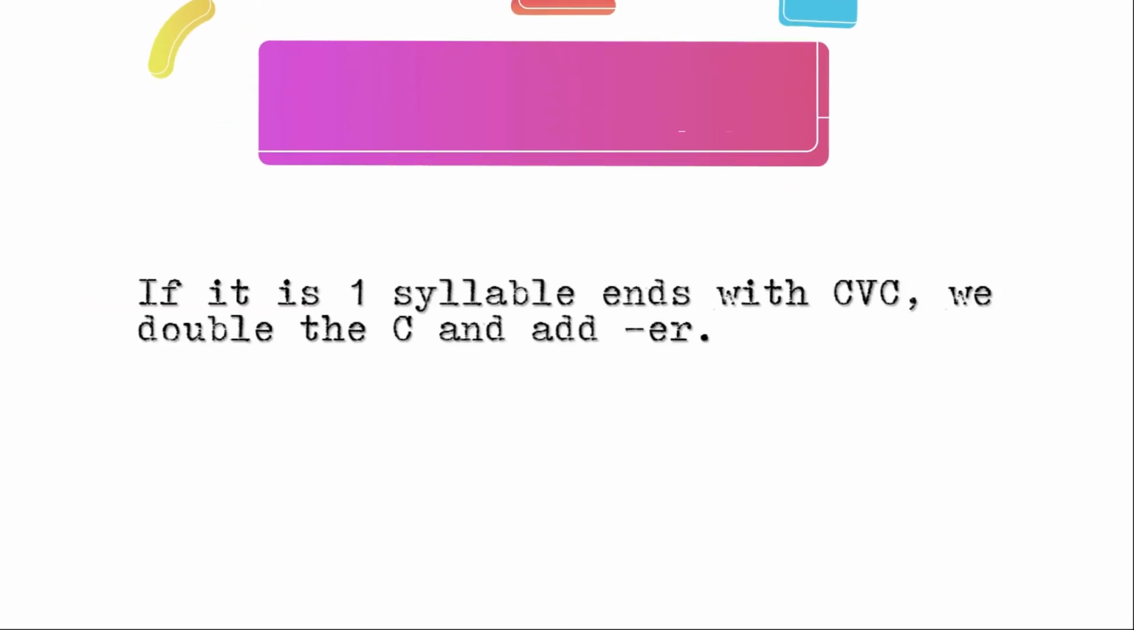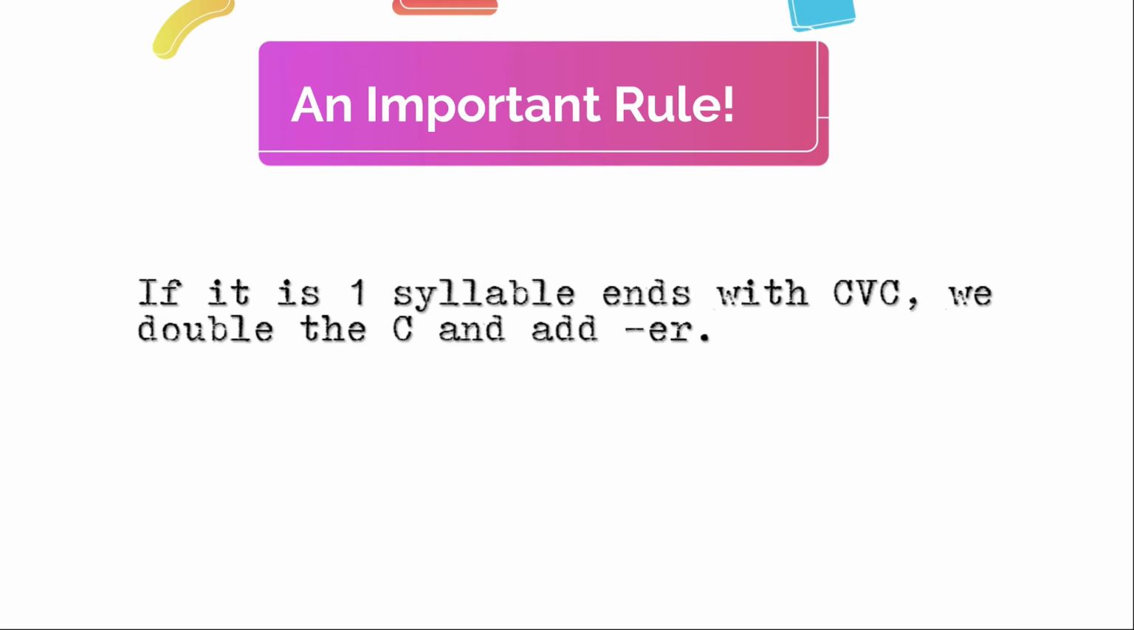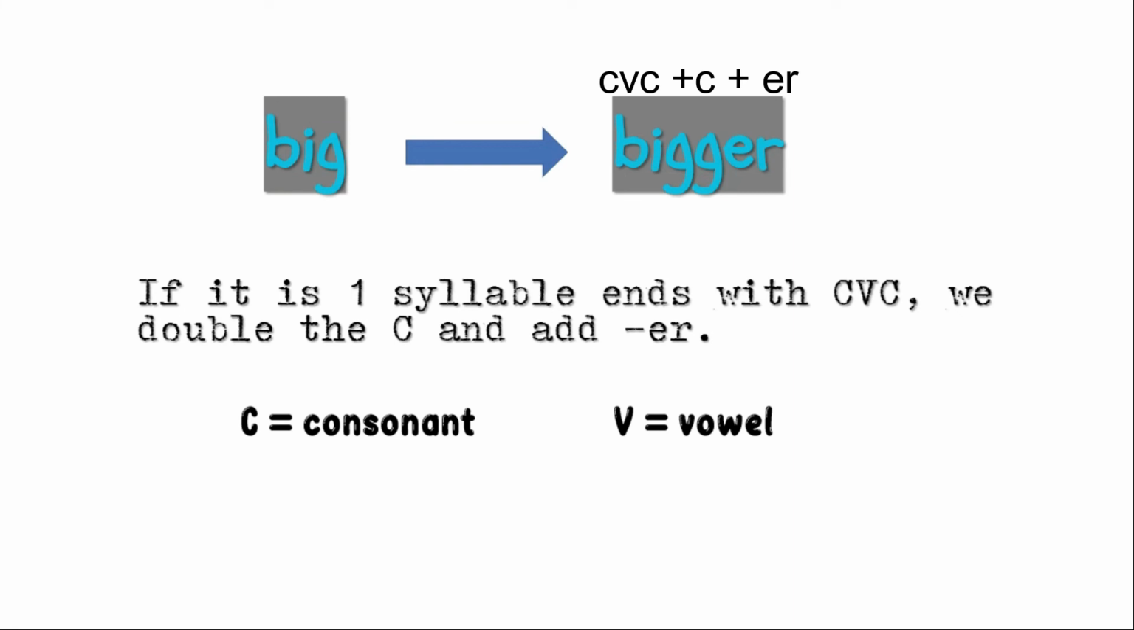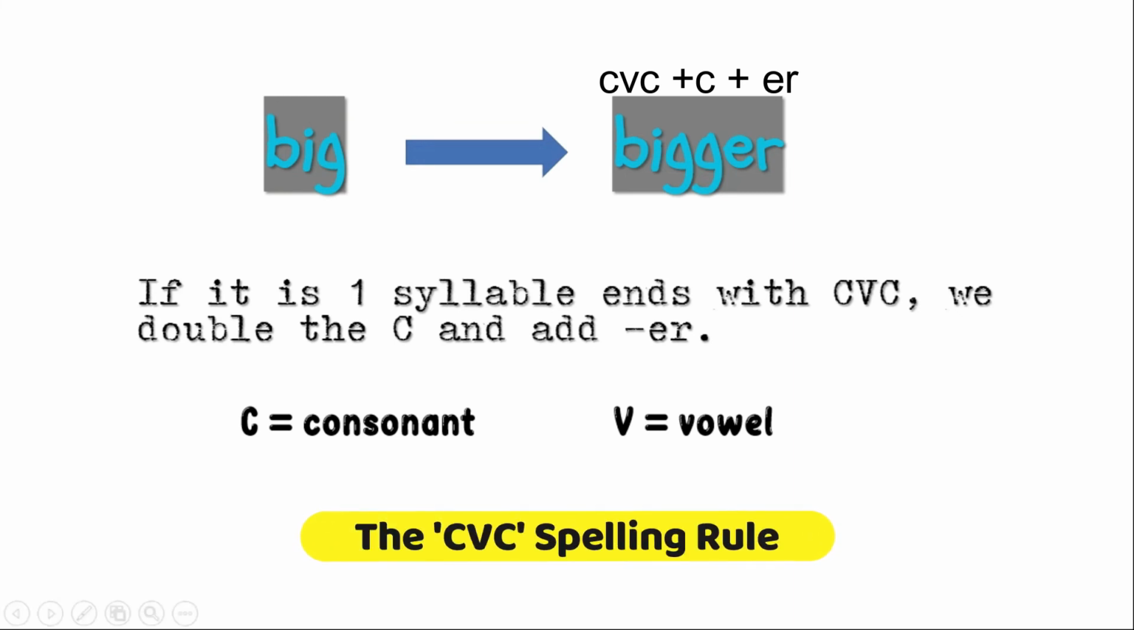An extra rule that we have to remember is if the adjective is 1 syllable and it ends with consonant, vowel, consonant, we double the last consonant and add ER. This is like big. So we have CVC. B is a consonant, I is a vowel, and G is the consonant. We double the last consonant, which is the G. So it looks like this, bigger. And we call this the CVC rule. Excellent. Let's move on.